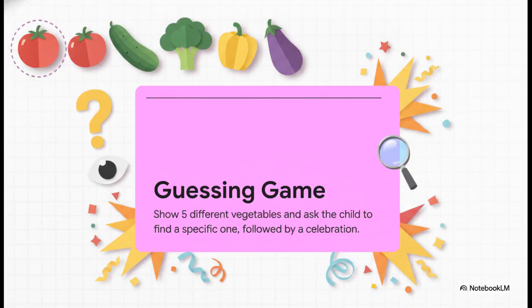Let's break down a few of these mandated interactions, starting with the classic guessing game. This one is specifically designed to test visual recognition among a lineup. The child is prompted to actively search the screen for the target vegetable, culminating in a huge celebration when they find it. It turns a static image into a mini puzzle to be solved.